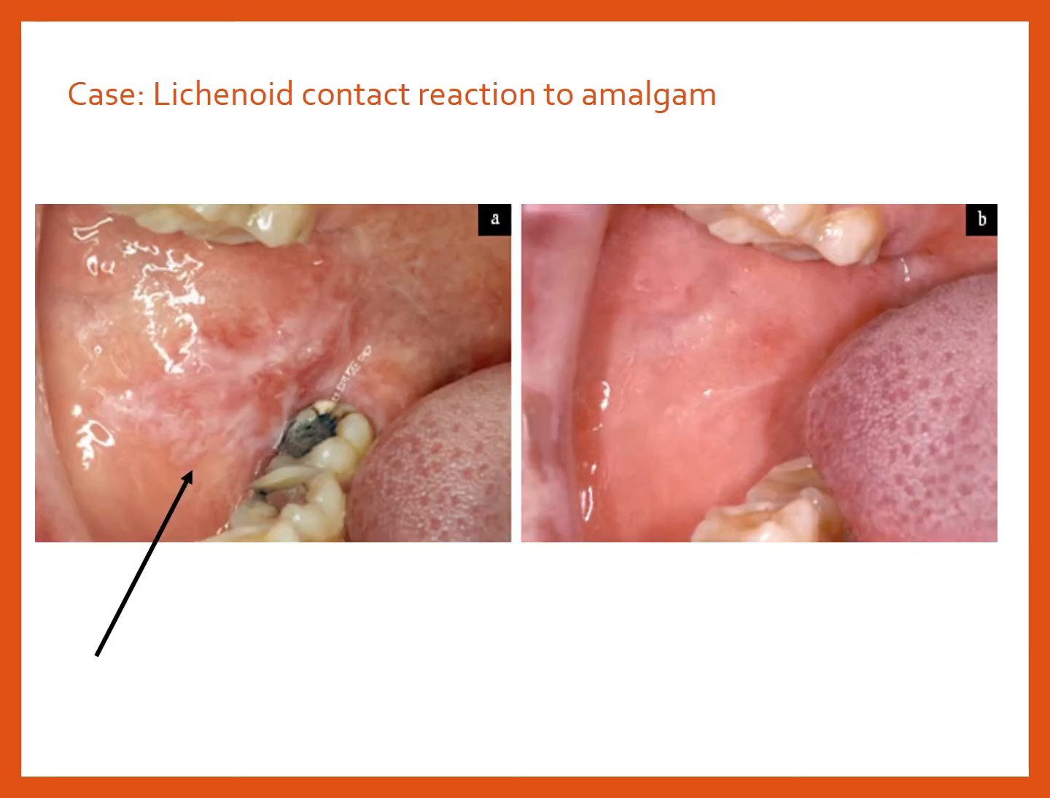So this is a case which shows you an amalgam restoration in a molar which is present on the occlusal as well as the buccal surface. And the buccal is the one which is contacting the buccal mucosa. And once the restoration is replaced with composite, you see that the reaction on the buccal mucosa actually subsided. So that means that this patient had a lichenoid contact reaction to amalgam restoration.